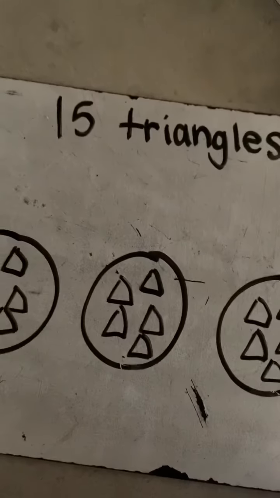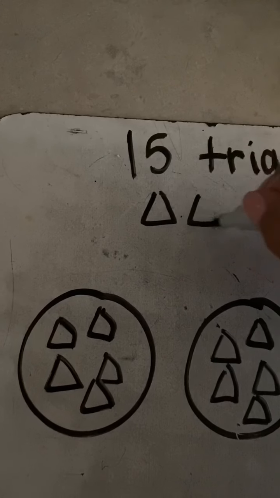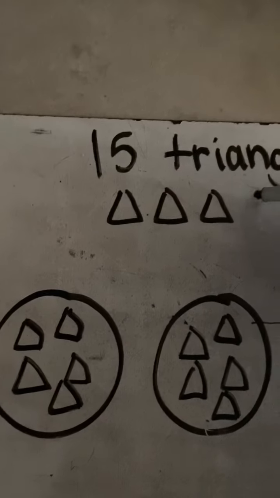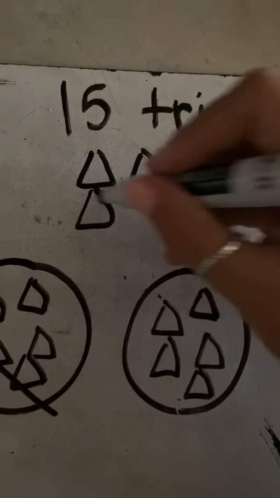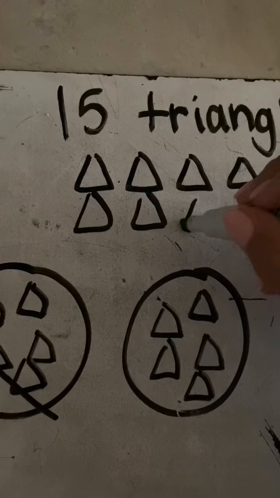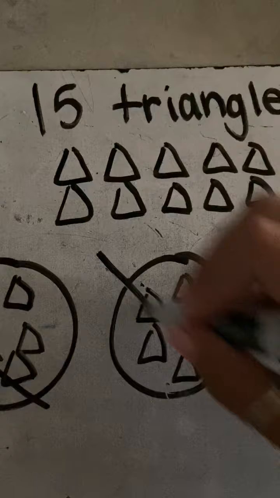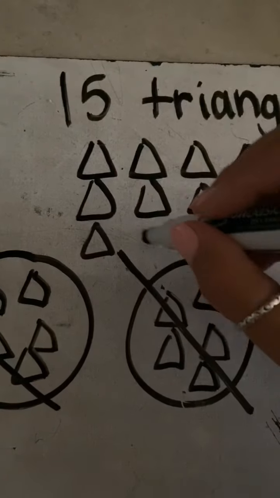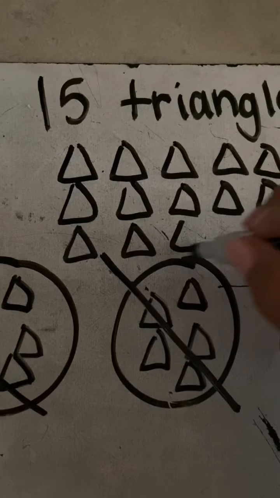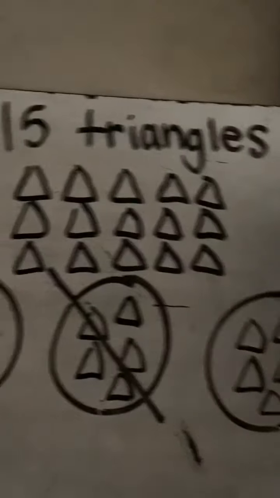Now I need to draw my array. Here I could do 5 in each row. So I just did this one. Now my next one, I have 5 again. And my last 5, I can make another row of 5. All right, here's my array.